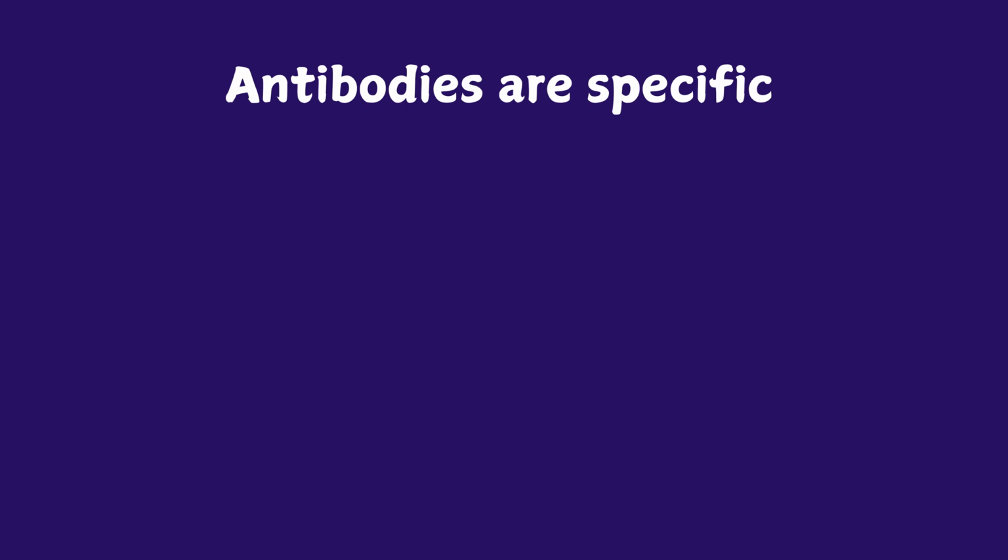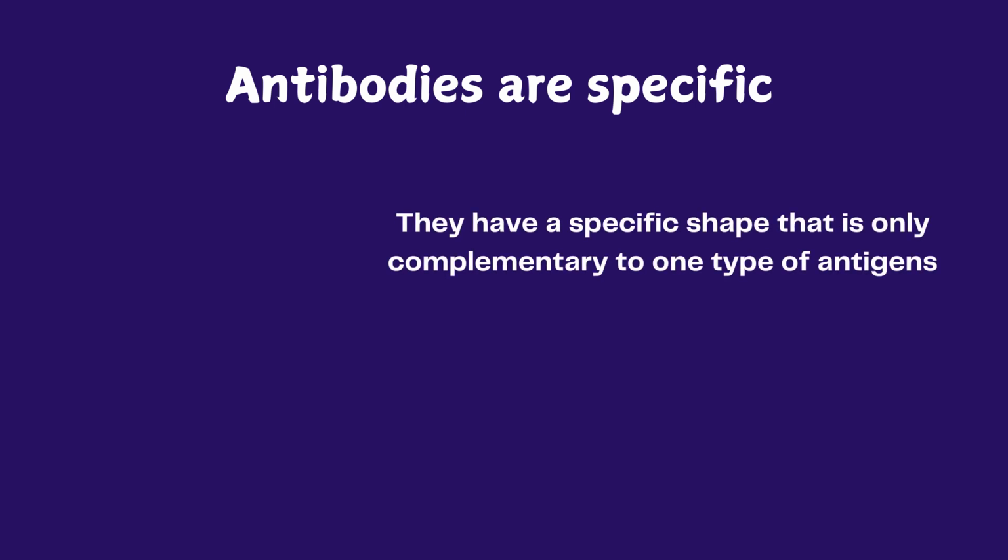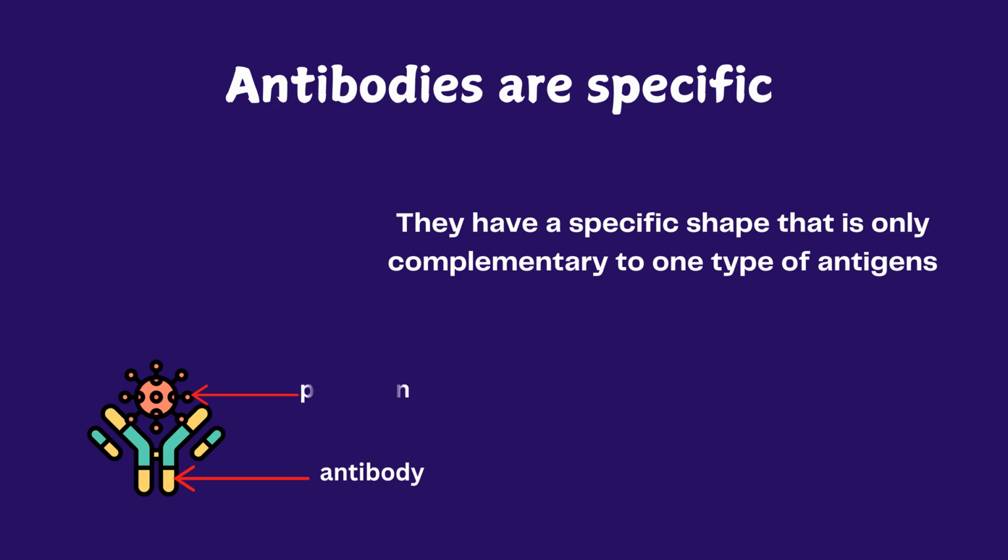Antibodies are specific. What do I mean by that? They have a specific shape that is only complementary to one type of antigen. So say, for example, you had some antibodies for the COVID virus. The antibodies would bind to the antigen of the COVID virus because the shapes are complementary. That same antibody, though, will not bind to the antigen of measles virus because the shapes are not complementary.